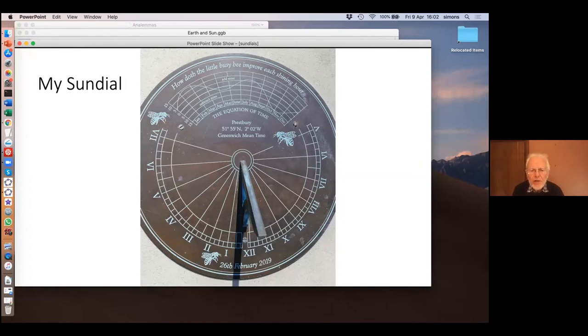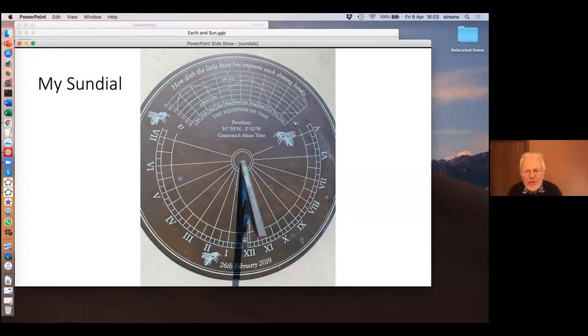So what do you notice? What do you wonder? Among the things you might notice are that the hour lines are not evenly distributed. You might notice that this sundial is specific to my location, both latitude and longitude. You might notice the bees. They're just there because I like bees. Well, I bet you've all noticed this lump of metal sticking out of the middle of the dial.